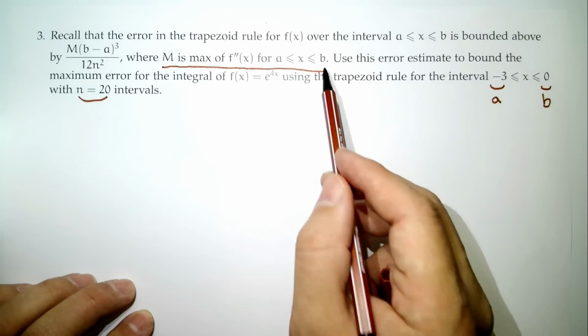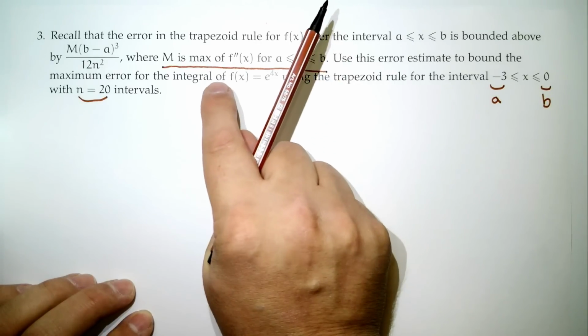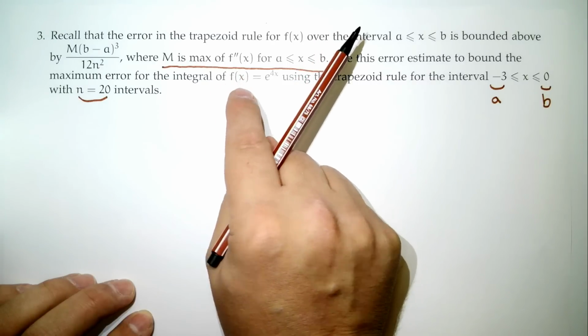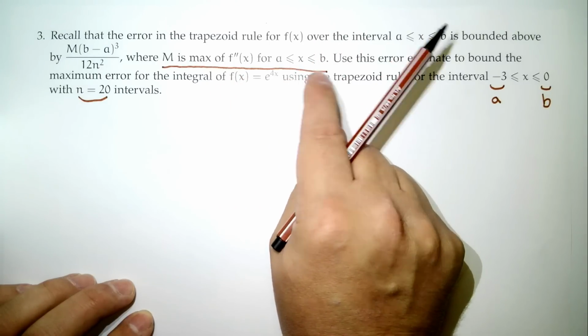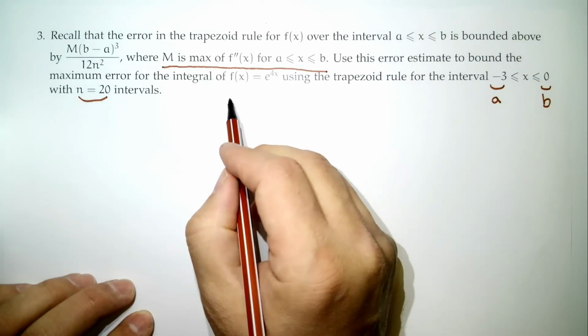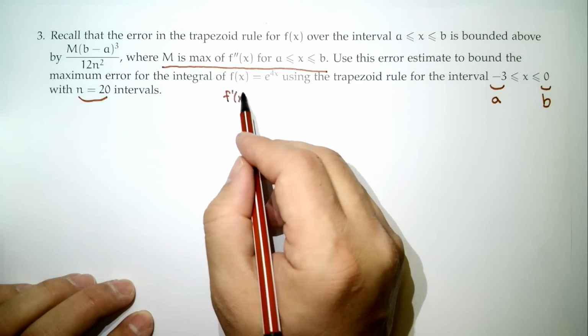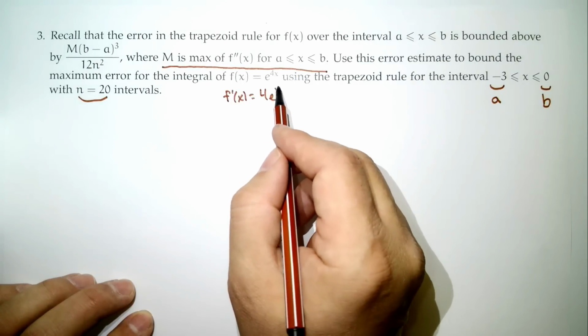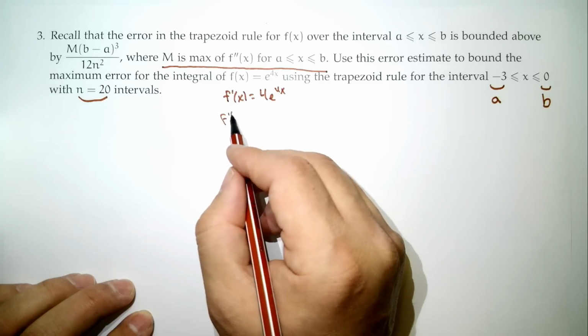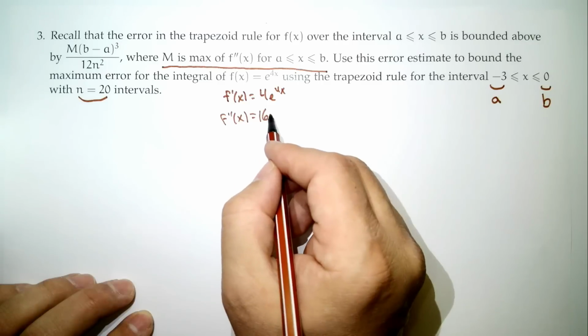So how do we get M? Well, we take a look at the second derivative between our endpoints. So we have our function f of x. We take our first derivative. That's 4e to the 4x. We take our second derivative. That would be 16e to the 4x.